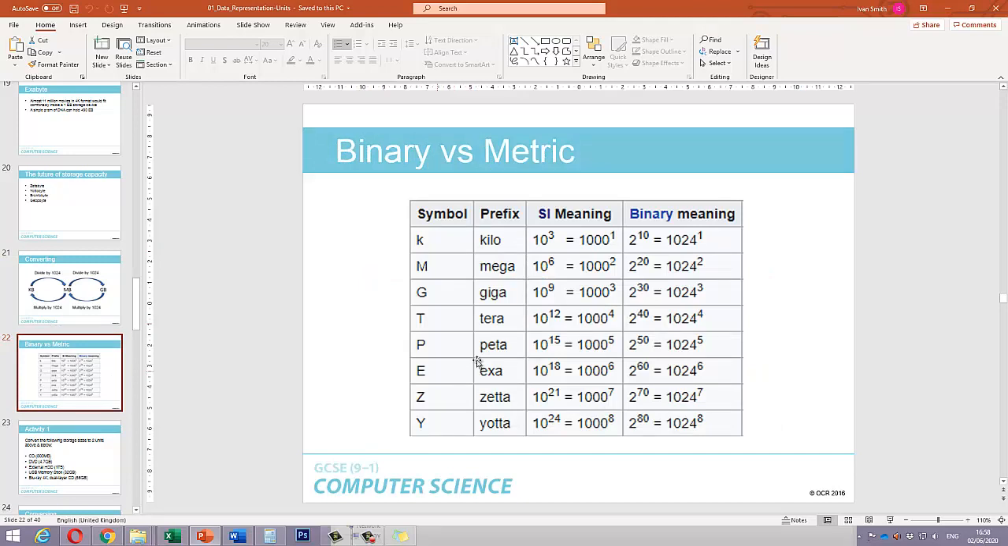Put a little table here, guys, for you, the way you can actually see the metric calculations and the binary calculations in terms of powers. Don't get too wrapped up in these powers, guys. This is coming in the next PowerPoint. I just wanted you to see that so you can come back and reference this.